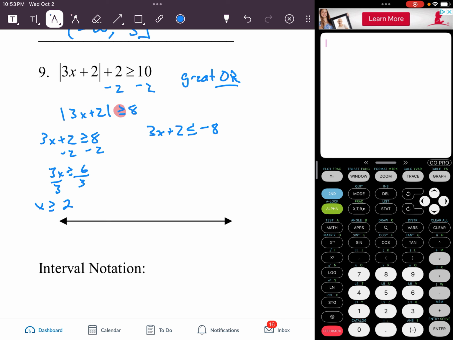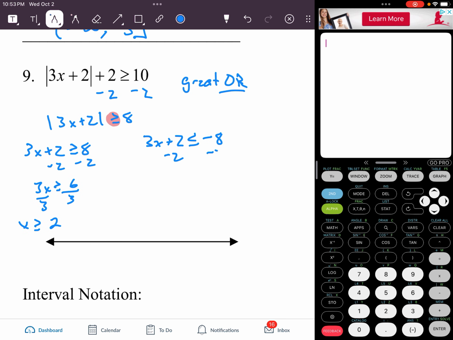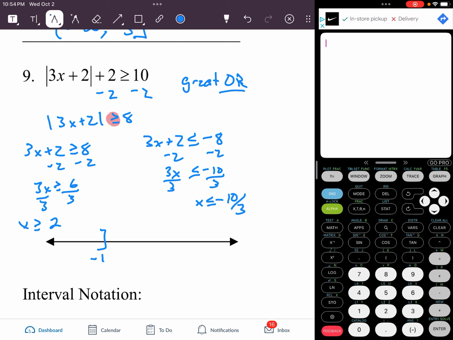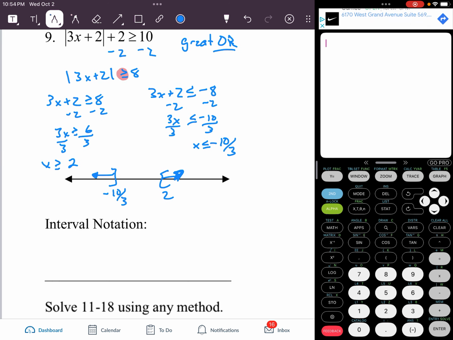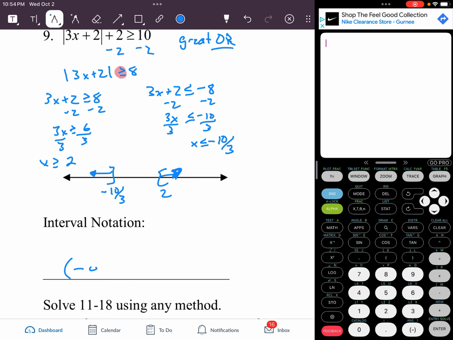On the other side, subtract 2. Negative 10. 3x divided by 3. x will be less than or equal to negative 10 over 3. Okay, so we have a bracket at negative 10 over 3. We have a bracket at positive 2. They are facing away from each other, which is fine because it's an or. Then we write our notation from negative infinity to negative 10 over 3 with a bracket, a break, a bracket from 2 to positive infinity.